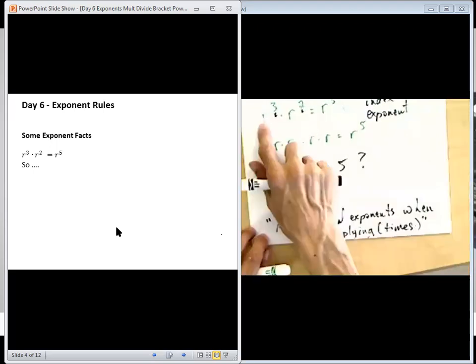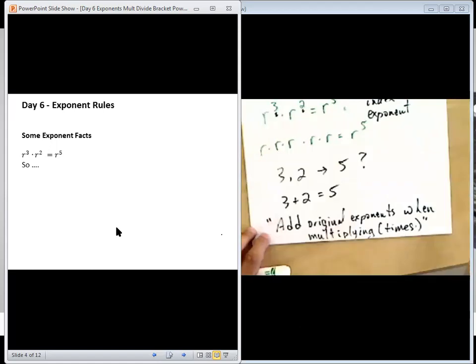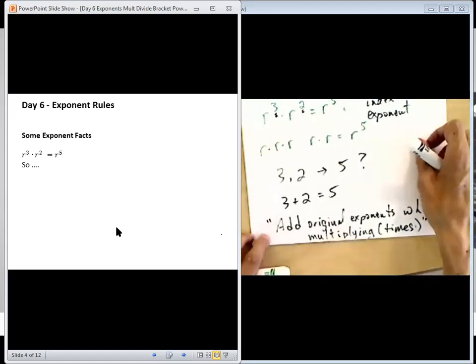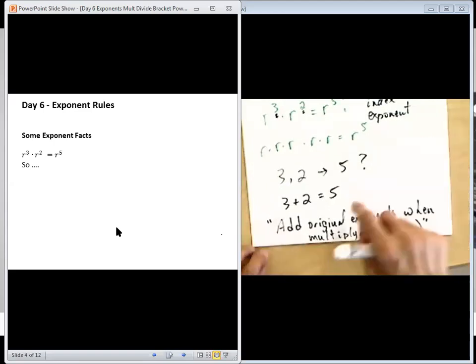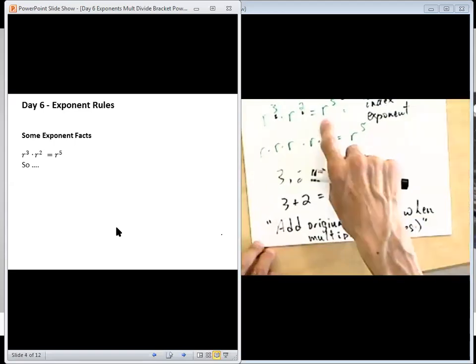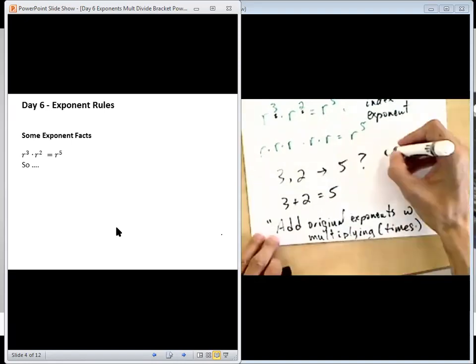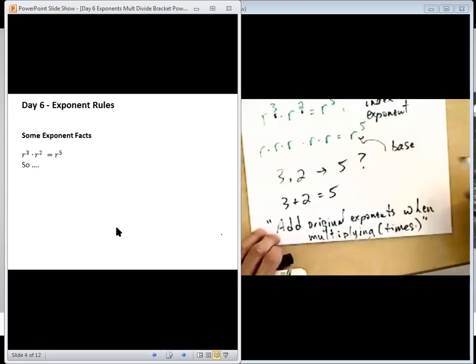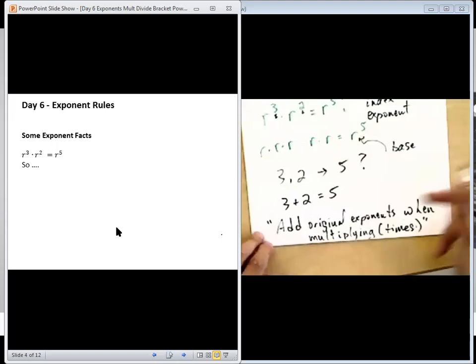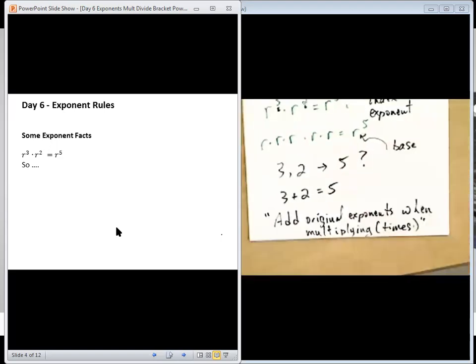What's the letter there? What's the letter there? So they both have to be the same, right? What part of this expression is that? That part is called the base. And yes, in order for this to work, the bases have to be the same.